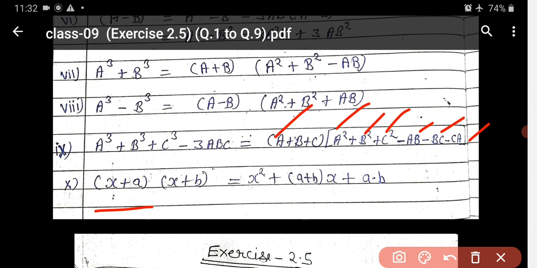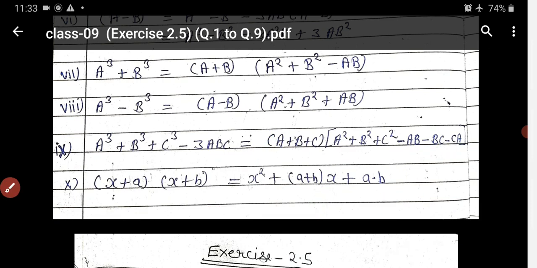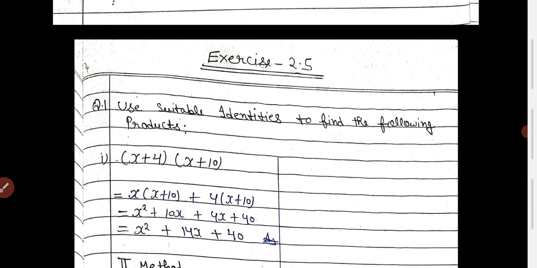Now next is (x plus a)(x plus b), which is equal to x square plus (a plus b) times x, where you multiply x with whatever you get after adding, and then a dot b, meaning a multiply b. Dot means multiply here. So (x plus a)(x plus b) is equal to x square plus (a plus b)x plus ab. It is the formula. So for solving this exercise we have to learn these formulas first. After learning them we are able to solve exercise 2.5.